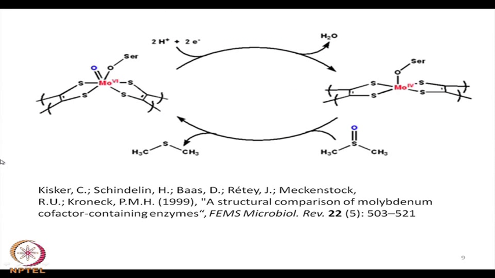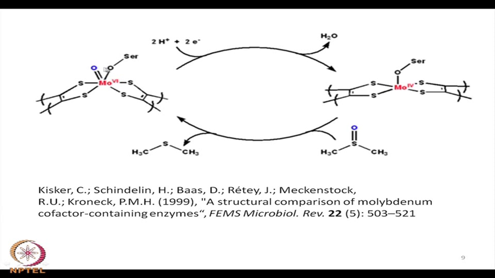So, this is one such simple catalytic path. DMSO reductase has two ligands, whereas in the other two cases you have only one ligand system attached to the molybdenum. So, you have this molybdenum center in the +6 oxidation state with this oxo and this serine oxygen.